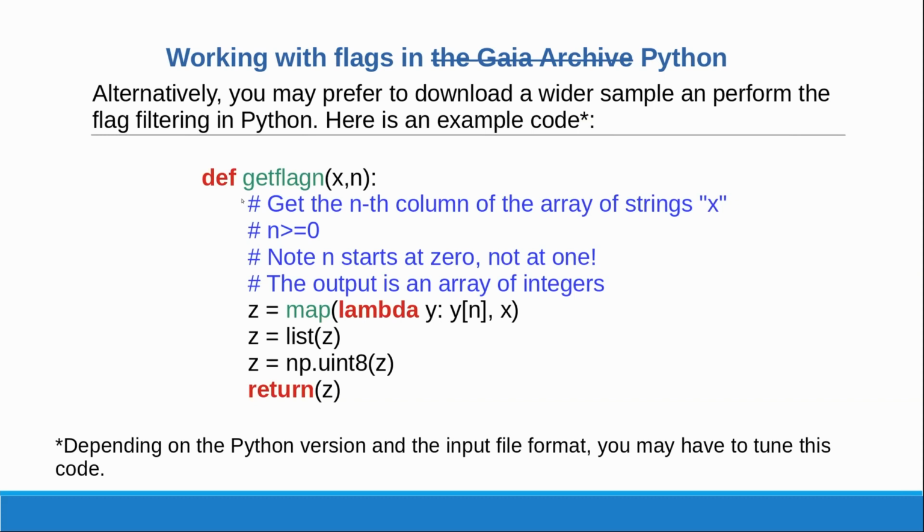And maybe you want to define a function like the one I proposed to extract the flags from this string of characters. This is basically an optimized loop statement in which the input is the string of characters returned by the Gaia archive, and the output is a list, a vector of integers. Depending on the Python version and the distribution of the output, you probably will have to tune this code.